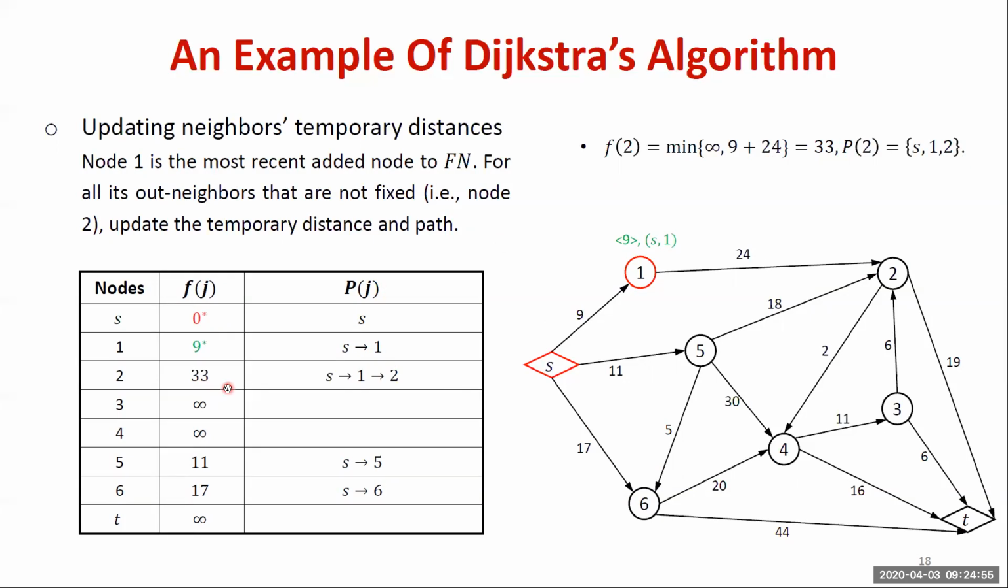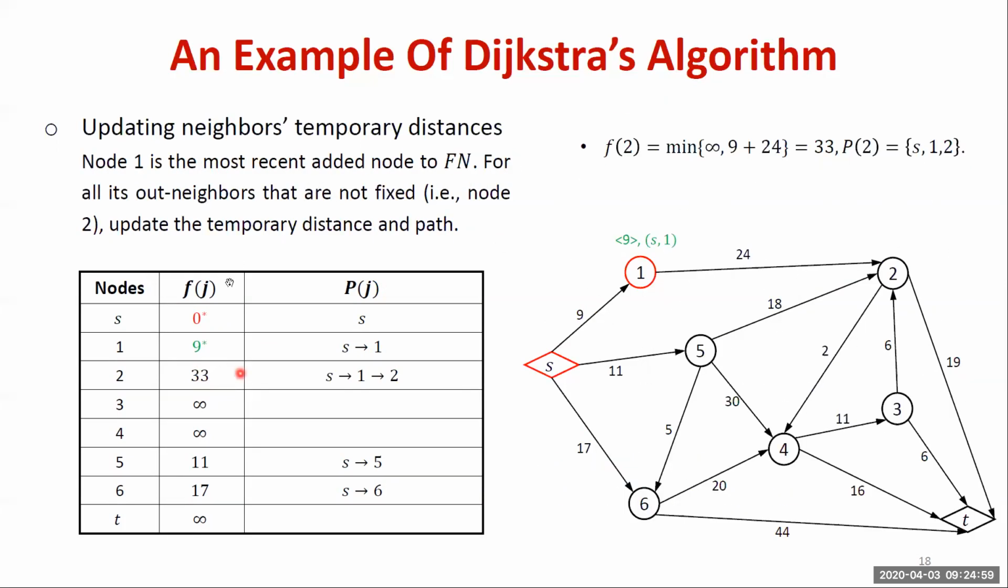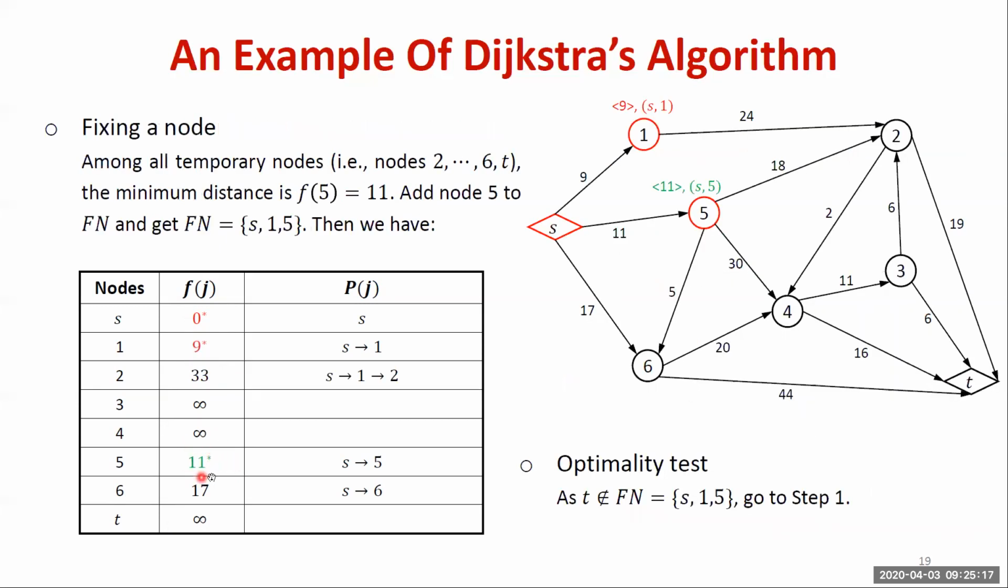And then again, step number 2, you're gonna fix a node. How to fix a node? Simple. In this table, you ask yourself which temporary node has the shortest distance. Again, temporary distance means there's no star. Clearly, among all these numbers, which one is the smallest number? Node 5, right? With 11. Good. So we're gonna fix node 5.